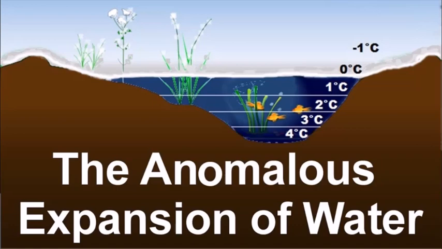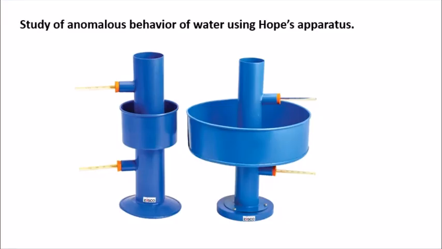So this behavior of water, the behavior between 0 degrees Celsius to 4 degrees Celsius, is called the anomalous behavior of water. The contracting of water that takes place is called the anomalous behavior of water. To study the anomalous behavior of water, we can use an apparatus called Hope's apparatus. This apparatus is designed to show that water has a maximum density at 4 degrees Celsius.